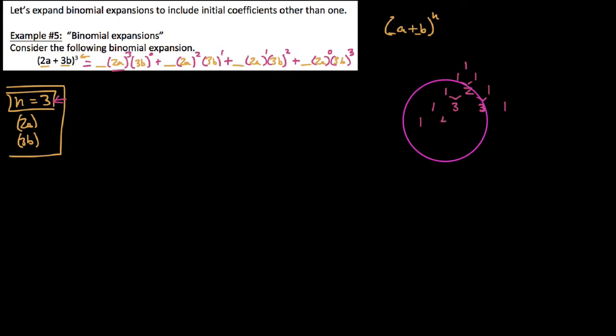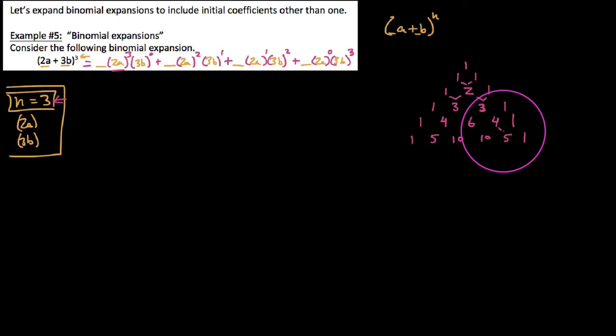And so this pattern actually continues. 1, 4, 6, 4, 1. We could carry this out forever. We could say 1, 5, 10, 10, 5, 1, just by summing terms to get the intermediate terms here.